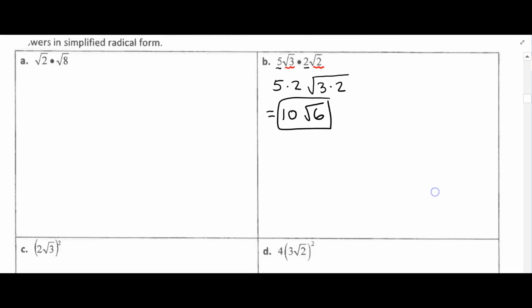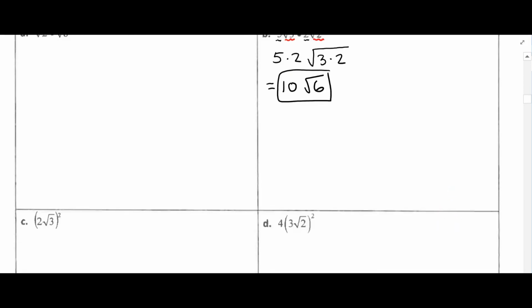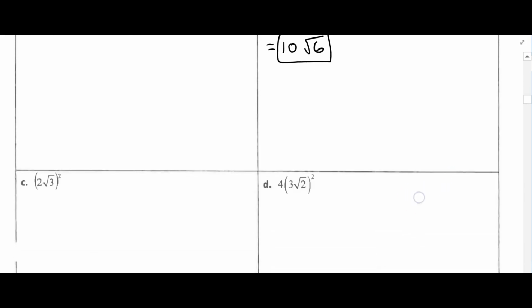Alright, so similarly, let's take a look at part D here. So this is 4 times 3 root 2 squared. And we know this 2 up here means repeated multiplication. So this is going to be the same as 4 times 3 root 2 times 3 root 2. So again, I'm just going to rearrange. On the outside, I have 4 times 3 times 3, and under the radicals I'm going to have the square root of 2 times 2.